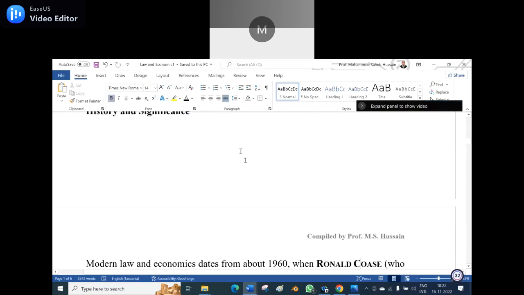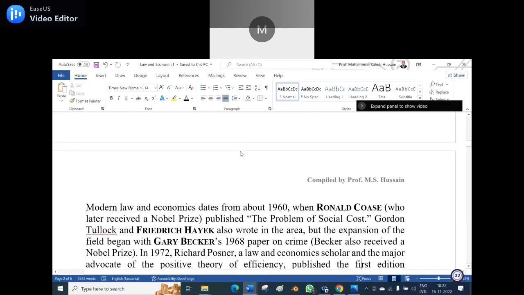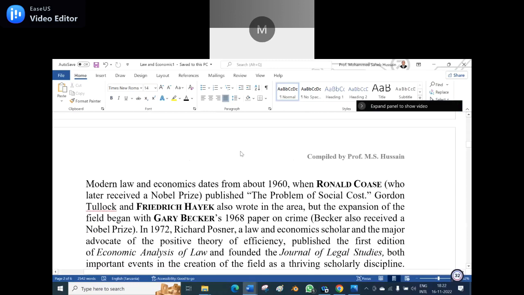Now we'll see what is the history and significance of law and economics. Modern law and economics dates from about 1960, when Ronald Coase, who later received a Nobel Prize, published The Problem of Social Cost. Gordon Tullock and Frederick Hayek also wrote in the area, but the expansion of the field began with Gary Becker's 1968 paper on crime. Becker also received a Nobel Prize.